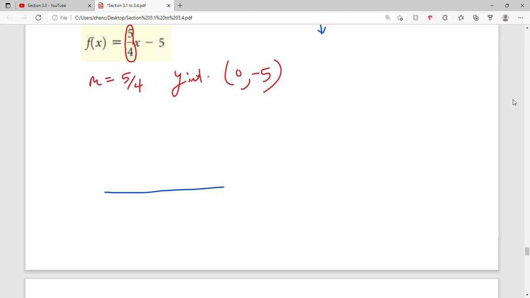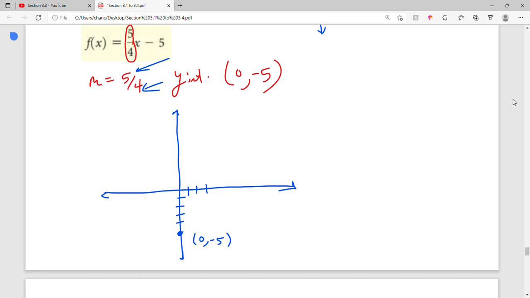To graph this, I need to start with the y-intercept first. 1, 2, 3, 4, 5. So this is the point 0, negative 5. And I need to use the rise of 5 and a run of 4. 1, 2, 3, 4, 5 as a rise and a run of 4. And this is our second point. And we just need to connect the 2 points now. That's our graph.